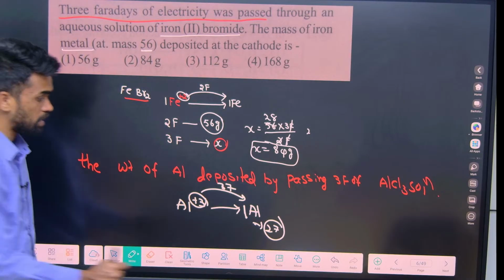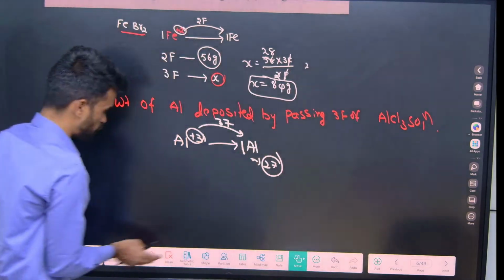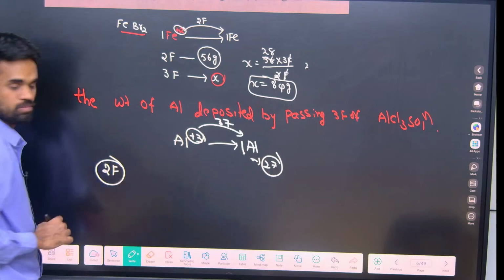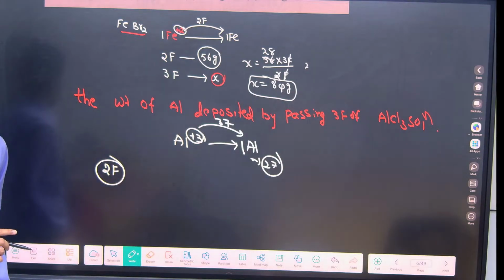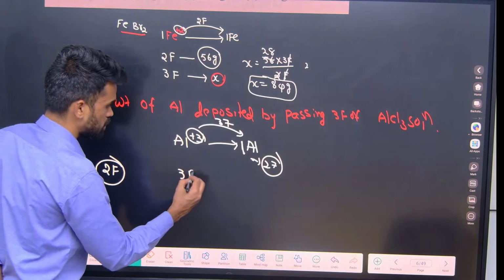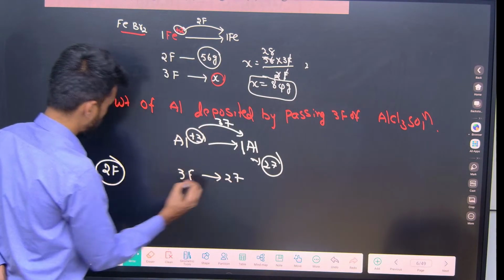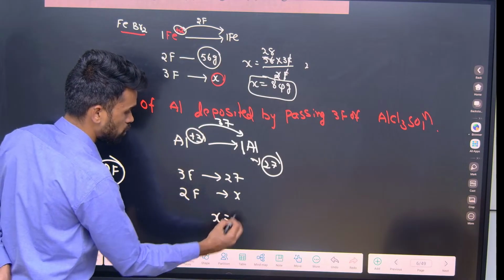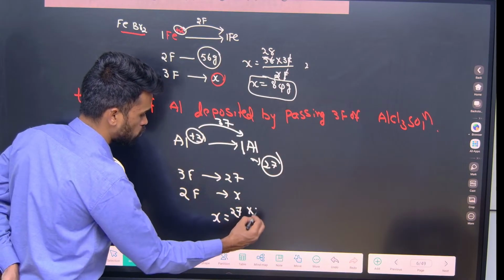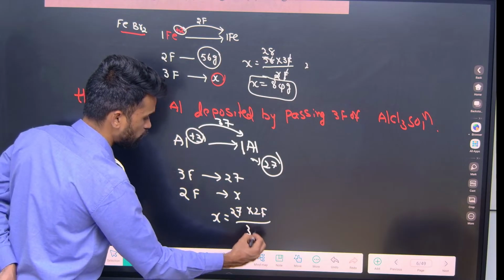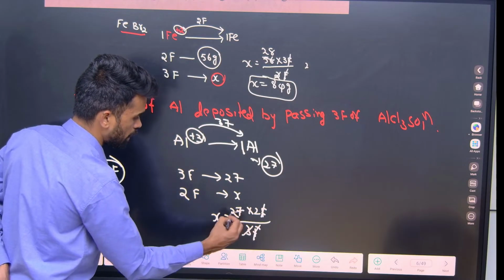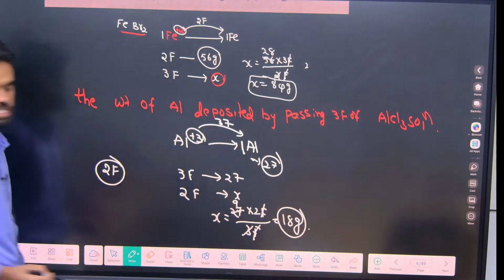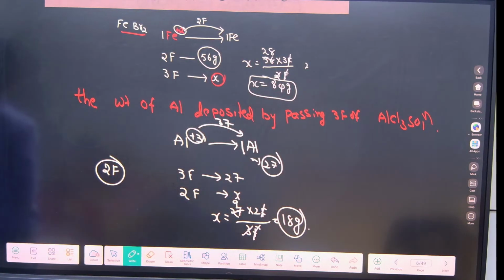Now what I am saying is, instead of passing 3 Faradays, I am passing only 2 Faradays. What happens, tell me? 3 Faradays means 27 grams, and I am giving you only 2 Faradays, so it is X now. X equals 27 into 2 Faraday by 3 Faraday, so it will be 18. 18 grams of aluminium is deposited. Is this clear? What we are doing?